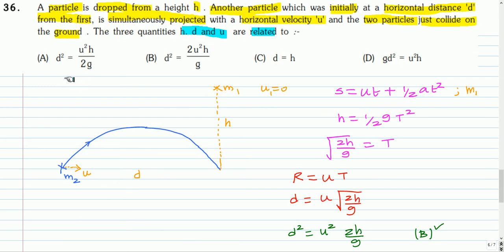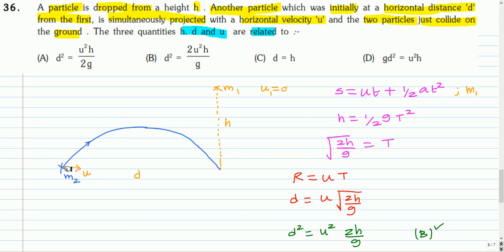This is the next question. A particle is dropped from a height h. Another particle, which was initially at a horizontal distance d from the first, is simultaneously projected with horizontal velocity u, and the two particles just collide on the ground. The three quantities h, d and u are related to. So this is the schematic of the problem. A particle is dropped from a height h and a second particle is projected, and the distance is d from the first particle.